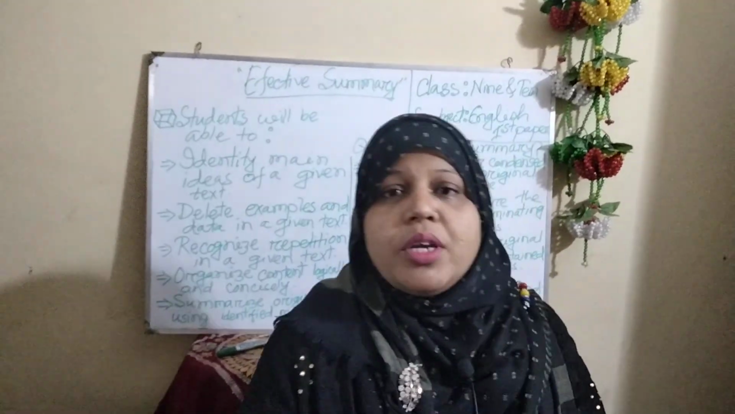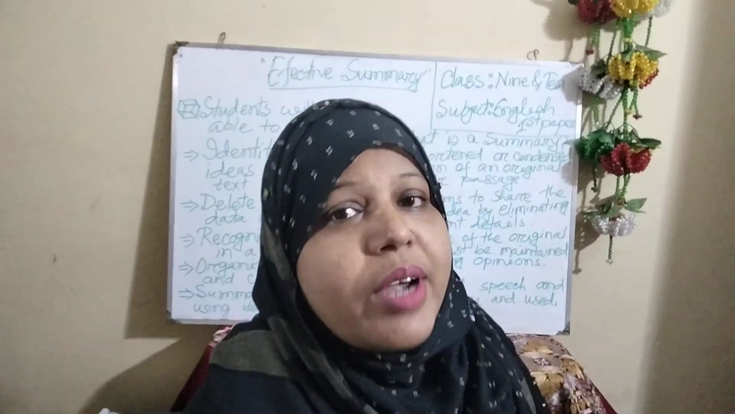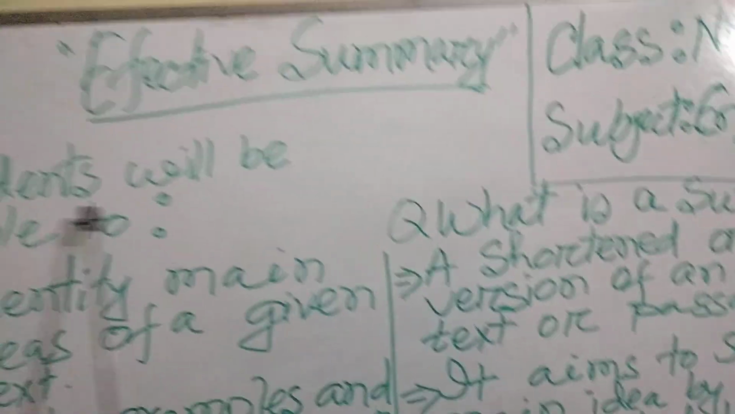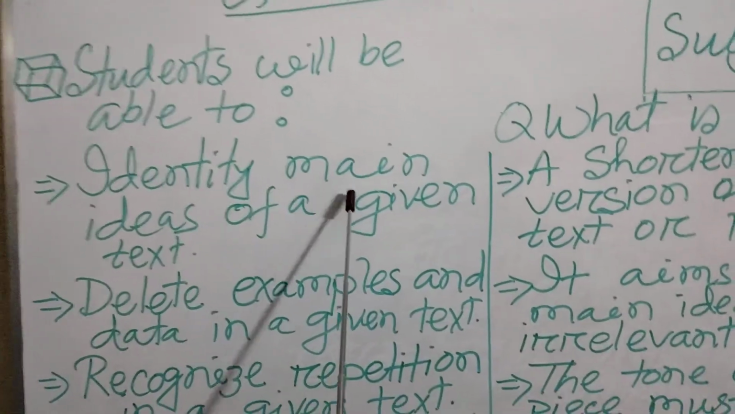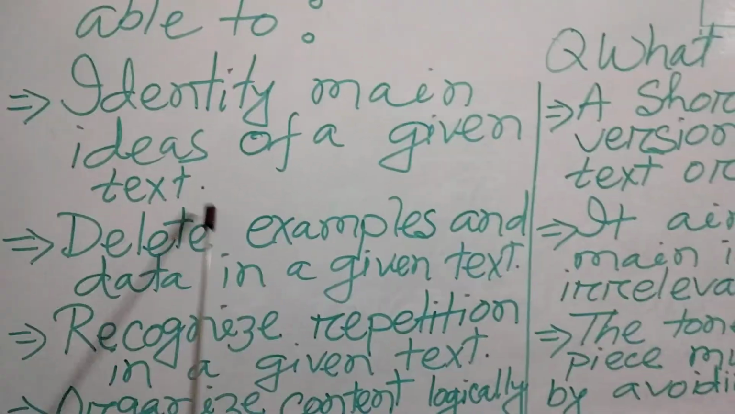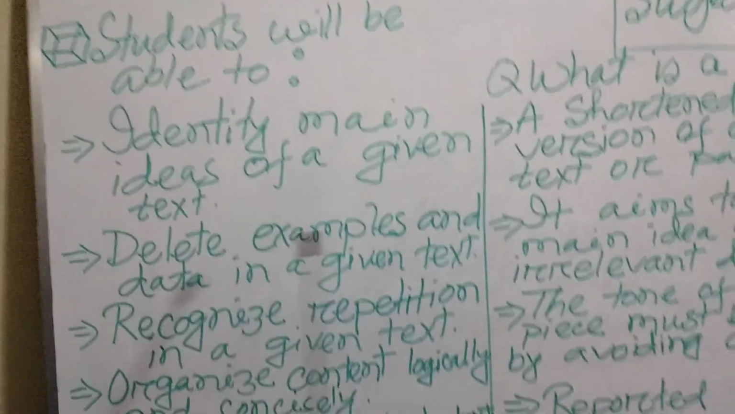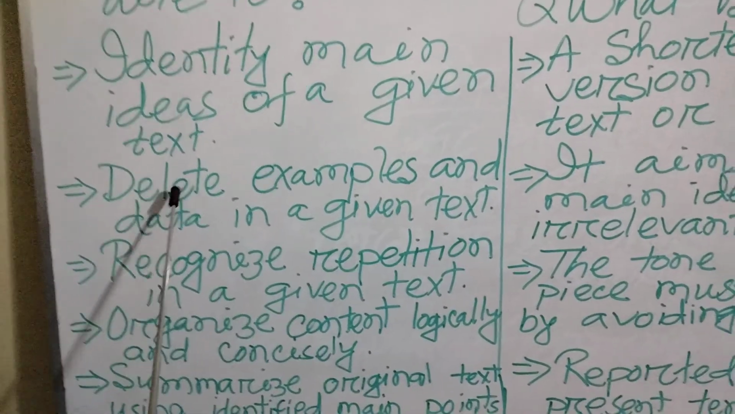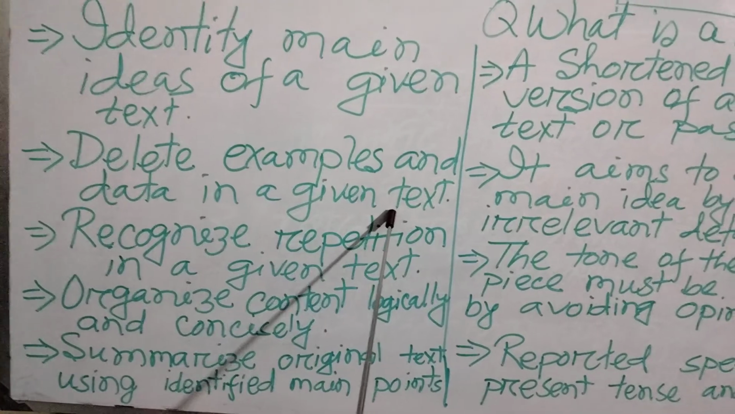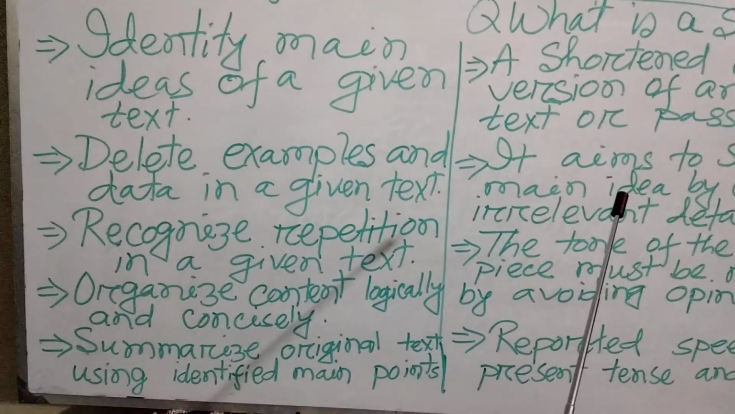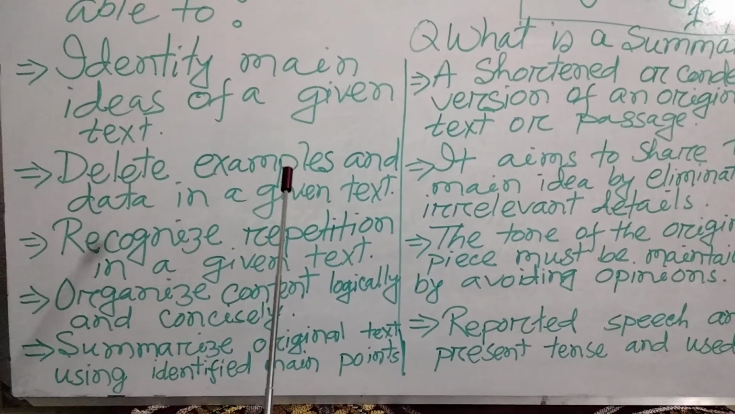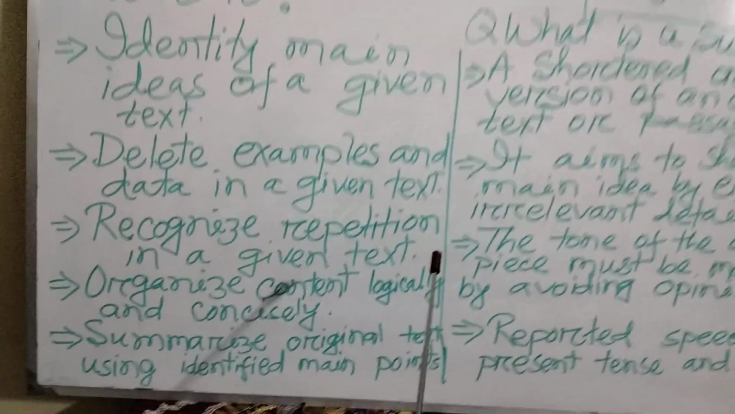At first we will know, all of you look at the board, students will be able to identify main ideas of a given text. So you can write your main ideas from your text. Next, delete examples and data in a given text. So you must delete extra examples. You don't write the data in the given text. You write down what is given from your text.